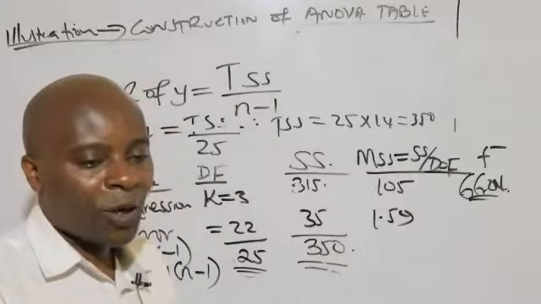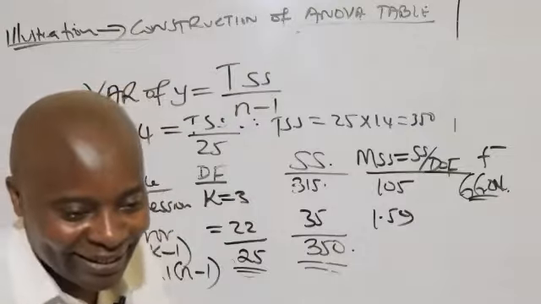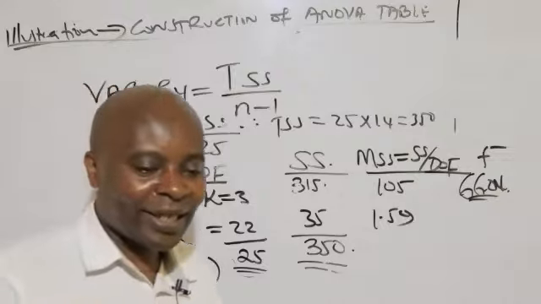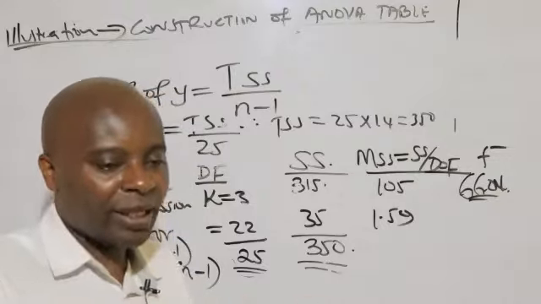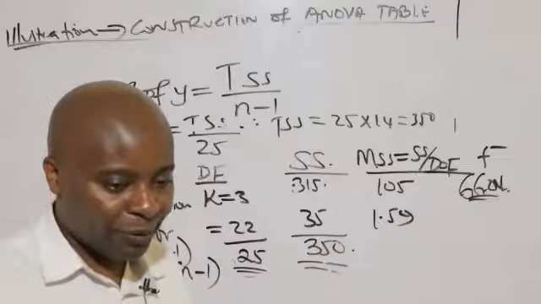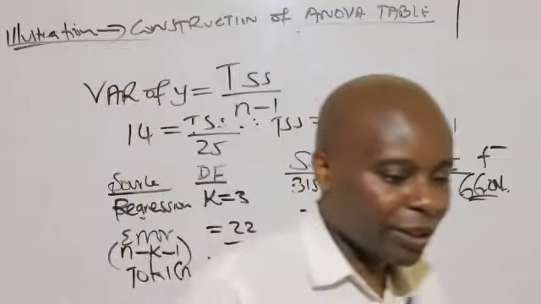66.04. So I hope now that is clear, right? And to imagine that at least now, given some statistical data, you'll be able to construct this ANOVA table. Thank you very much.